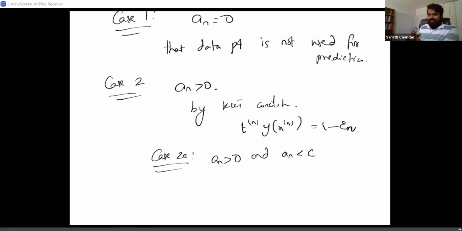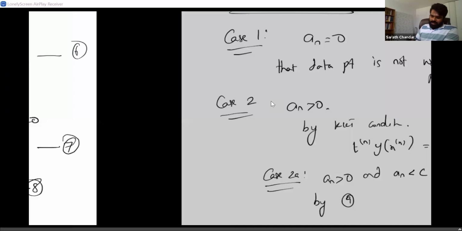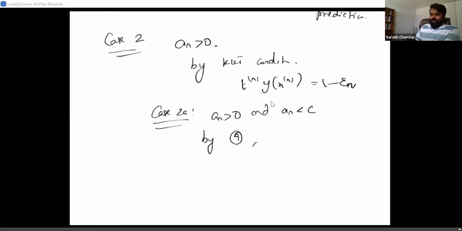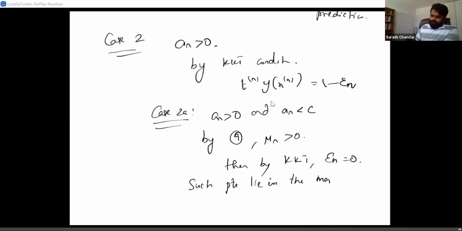So if it is less than C, then by equation 9, if you remember this equation, mu n should be greater than 0. Okay, if mu n is greater than 0, then again by KKT, epsilon n is equal to 0. So this means that such points lie in the margin. So if an is between 0 and C, those are the points which lie inside the margin.